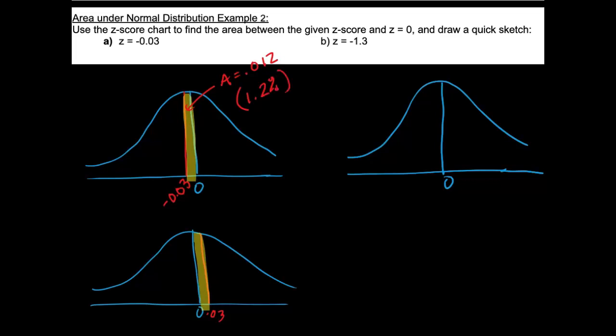And then I'm going to do the same thing for B. So a z-score of negative 1.3 is going to be on the left. I draw it a little bit further away, because negative 1.3 is further than 0.03 from 0. So negative 1.3, I shade between. That's the area that I'm trying to find. And then I'm going to use the z-score chart to look up positive 1.3, because it'd be the same area between 0 and positive 1.3.